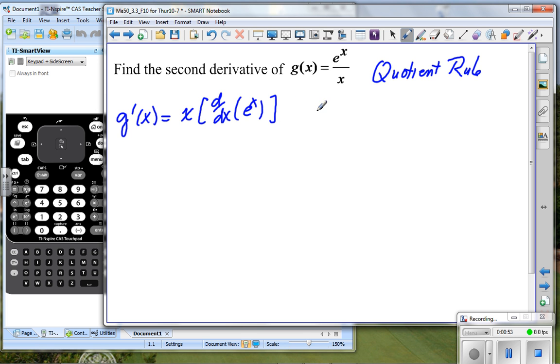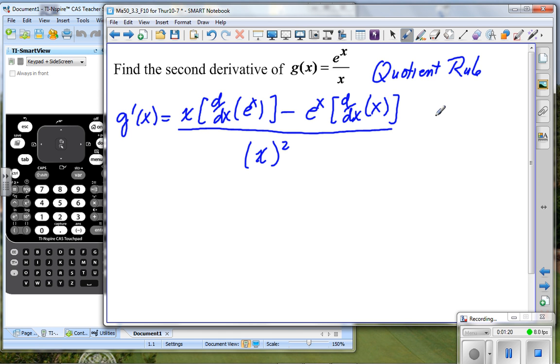Between our two statements here, do we add or subtract? We subtract because if we were dividing terms of the same base, we would subtract the exponents. Minus the numerator times the derivative with respect to x of our denominator. And don't forget that all of it is divided by the square of the denominator. So this is showing all of the derivatives that we're going to take. Second step is to actually take the derivative.